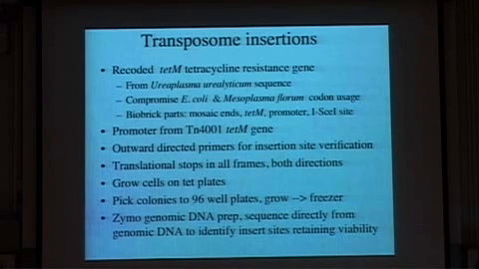After the insertion event, we grow the cells up on tetracycline plates. We pick individual colonies, put them into 96-well plates, grow up those plates, and then put the plate into the freezer so that we have a copy of the cells. So we have all of these in the freezer.